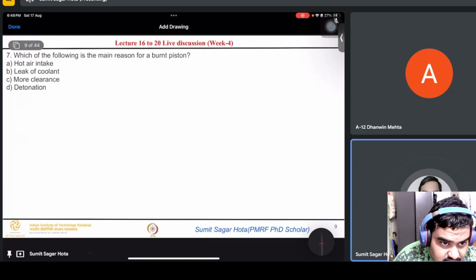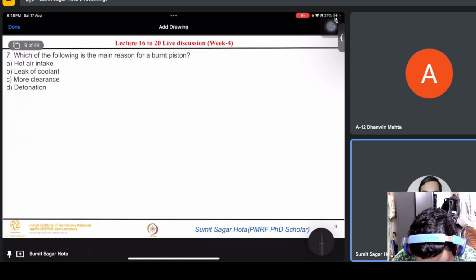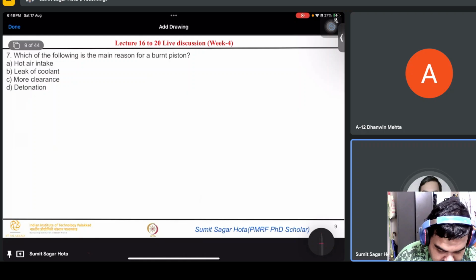Which of the following is the main reason for a burnt piston? Actually, here the question is a little tricky because some of the terms you may not know. But in place of option D, which is detonation, if there were an option called pre-ignition, then it would be very easy to answer this question. Detonation is otherwise known as pre-ignition. It occurs at the point farthest from the spark plug where the hot end gas rapidly releases its energy, and this is the main reason why there is a burnt piston.